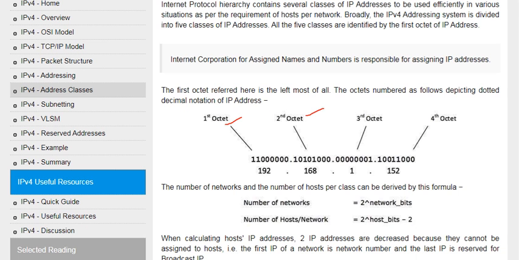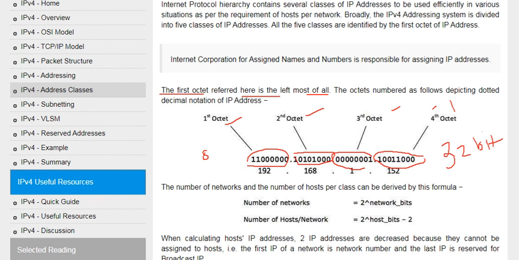So here different octets are given. Suppose it is a 4 octet, so the first octet is of 8 bits, the second octet is again 8 bits, the third is again 8 bits, and the fourth one is again 8 bits. So a total of 32 bits make up the IP address. It contains 4 bytes because 1 byte consists of 8 bits. The first octet referred to here is the leftmost of all.